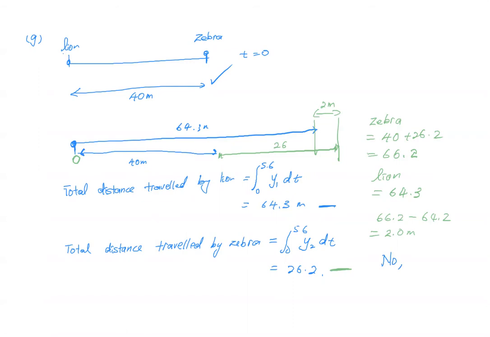If not, how close did the lion get to the zebra? The closest the lion can go will be 2 meters behind the zebra. Okay or not? Okay, so this is one of the applications of integration. Another application of integration is the one that you can see in exercise 5D.